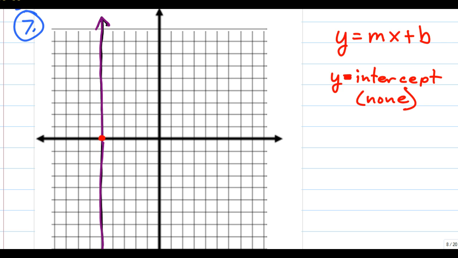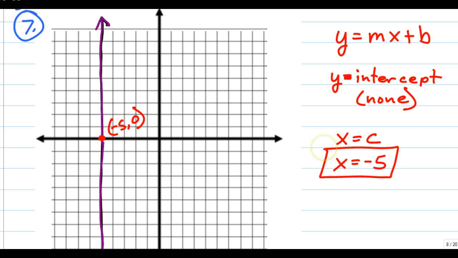little error there, at -5, 0. If you remember from your book, anytime that you see a vertical line, it's going to be represented as x equal to a c value. Well, in this case, our c value is where our line crosses the x-axis. So x is equal to -5. This is our final equation.